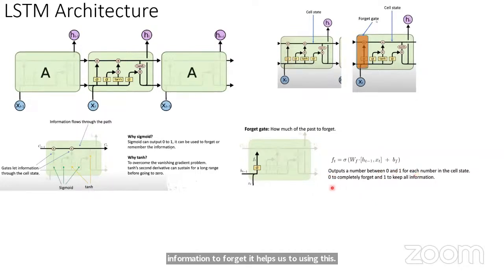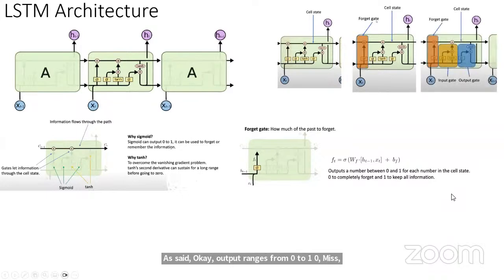Output ranges from 0 to 1. 0 means completely forget the information. 1 means keep everything. Another is the input and output gates, right?